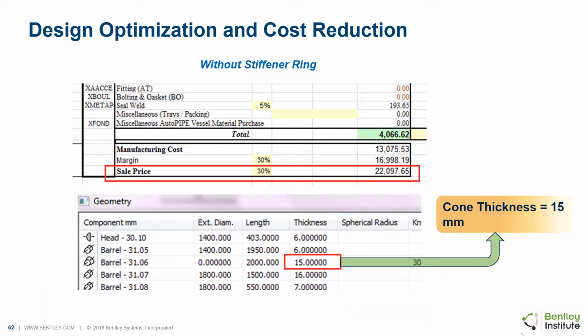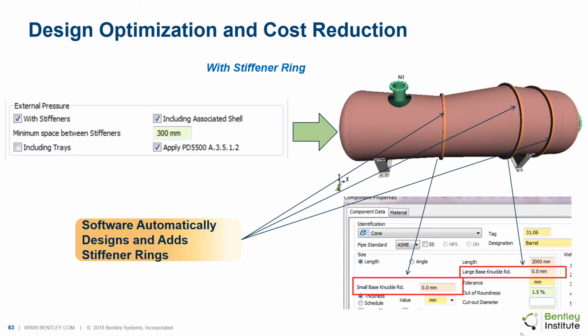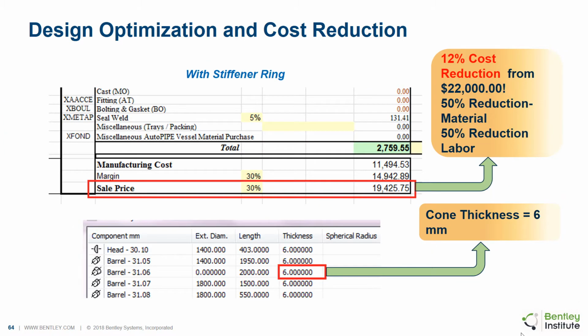The cone plate thickness is computed equal to 15 mm and the total cost is estimated at $22,000. To compute the cost of the equipment with stiffener rings, the option for stiffeners is enabled as shown on the left, and the knuckle radii are removed and the analysis rerun. As we can see in this case, the cone thickness is significantly less and is the same as the shell thickness for the whole vessel at 6 mm.